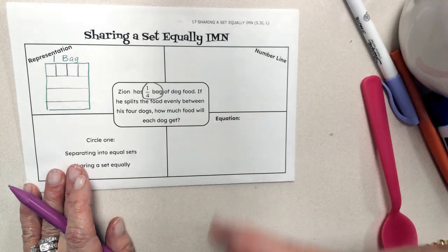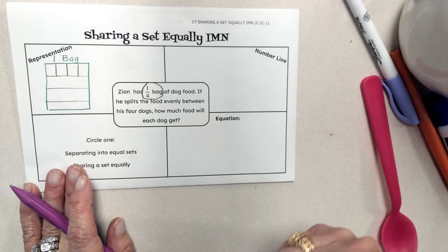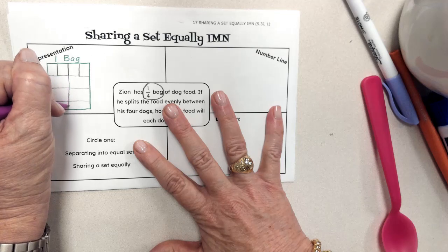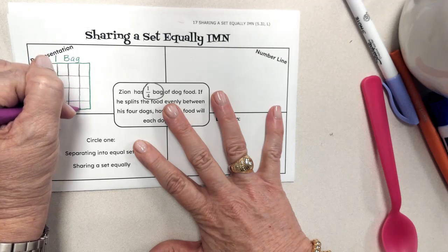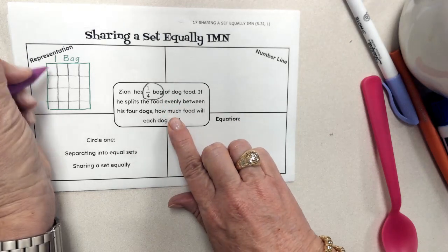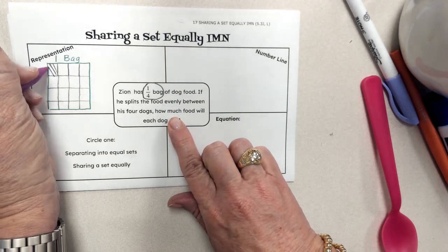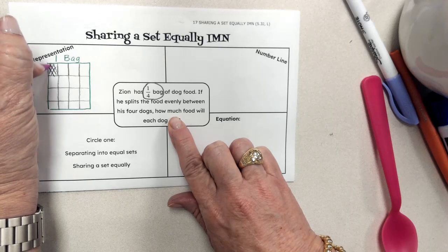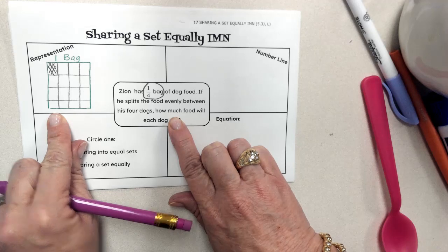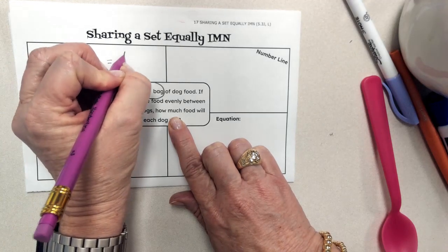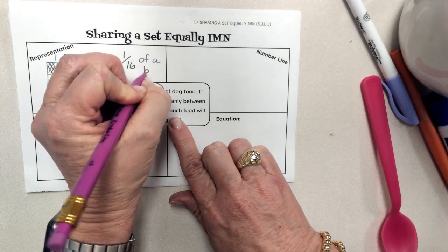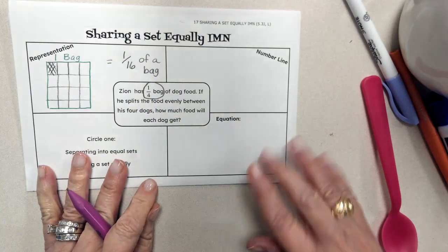So we have to think in terms of the entire bag of dog food. So I'm going to extend my lines. I'm going to extend my model. And the part that we're going to get is one of these pieces. One of these pieces out of the group of 16 that are in the bag. So the representation is 1/16 of a bag. That's really important to label.